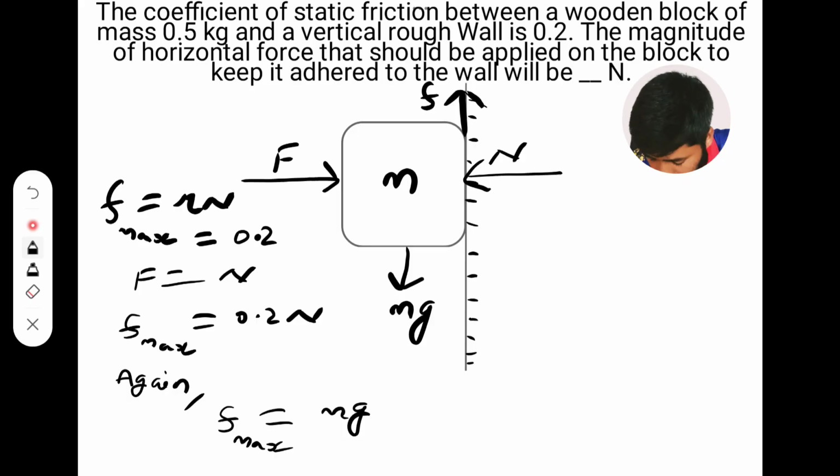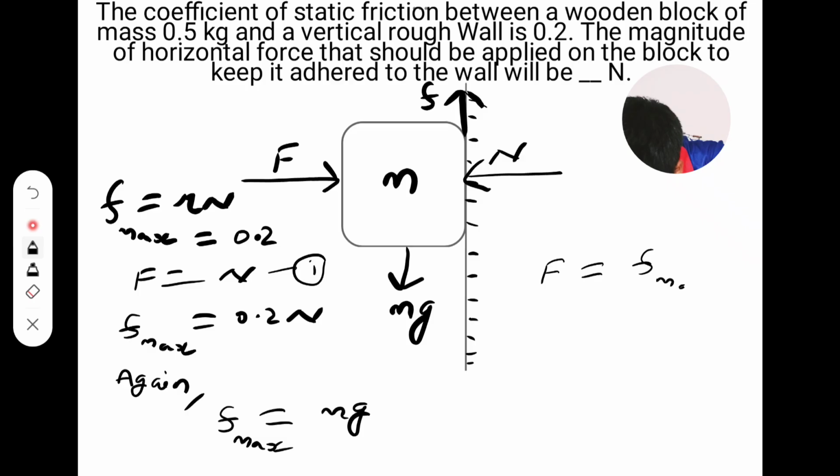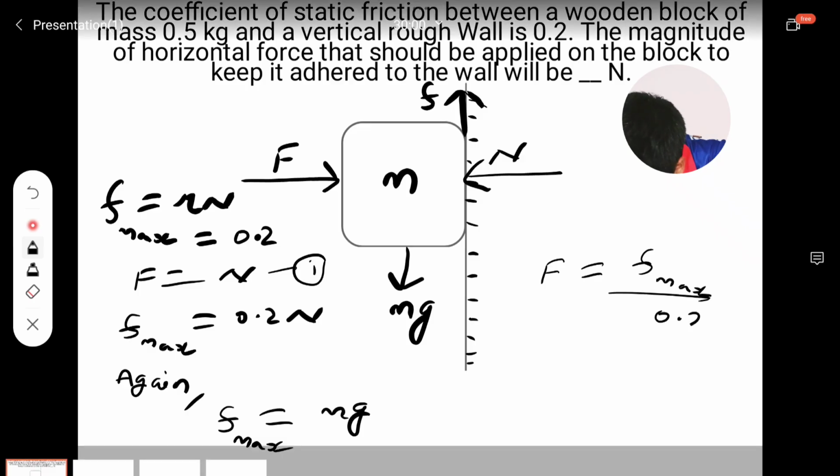Now if we substitute, what we'll get, now if you see in this equation, I will write equation 1. F, if you see what is the F, is equal to N is there. So F is equal to N. If you see equation 1, in place of N you can write F max by 0.2.